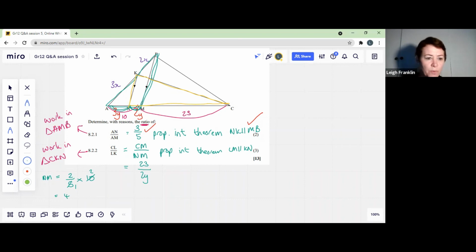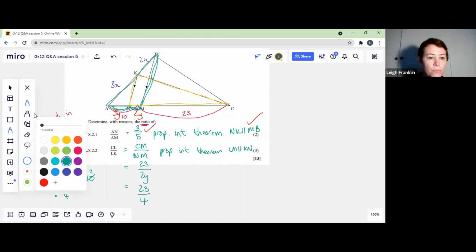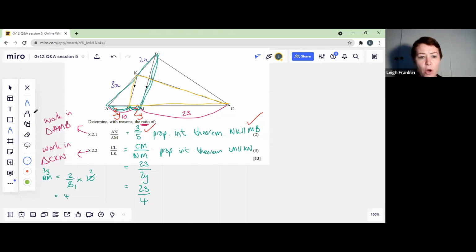Right, so in other words, what we've done here is we've calculated 2y, or NM, so this would be 23 over 4. Again, there would be a mark for stating what it was equal to, together with the reason, and then your answer. Actually, that was out of 3, so maybe you wouldn't have the mark there for the proportionality theorem. I think definitely there would have to be a mark for calculating that that was equal to 4. This was given.